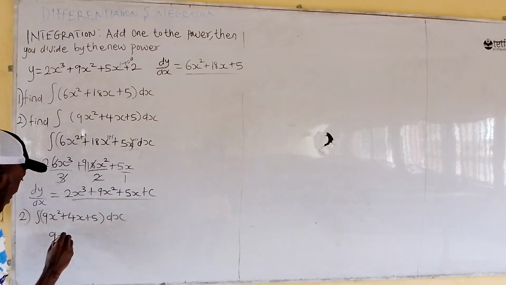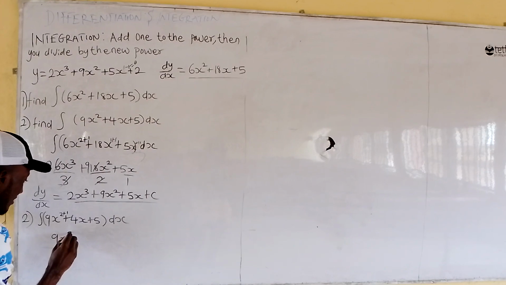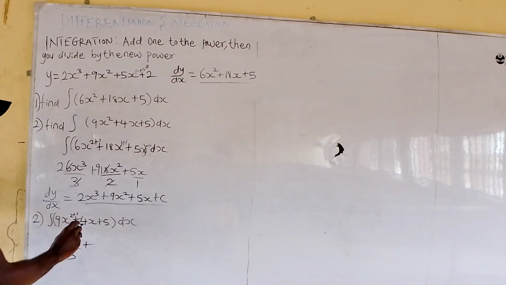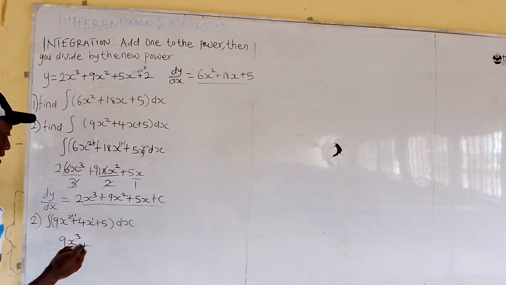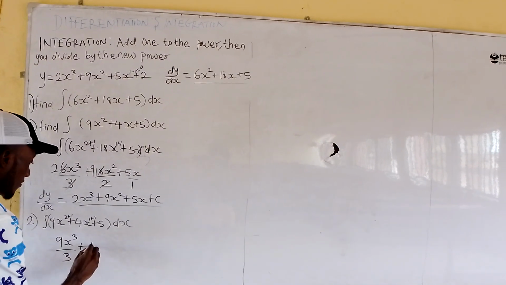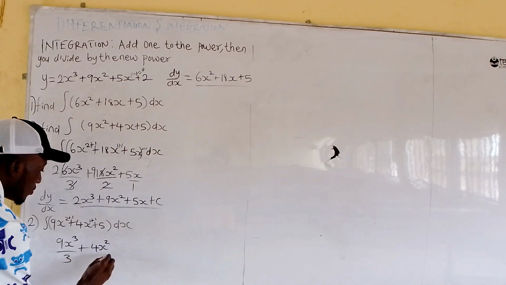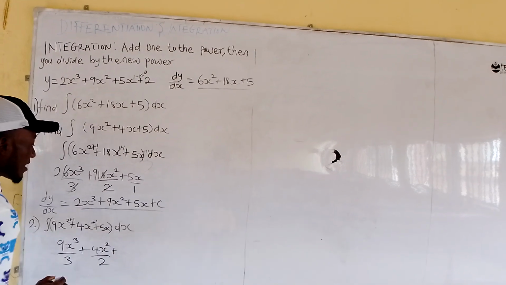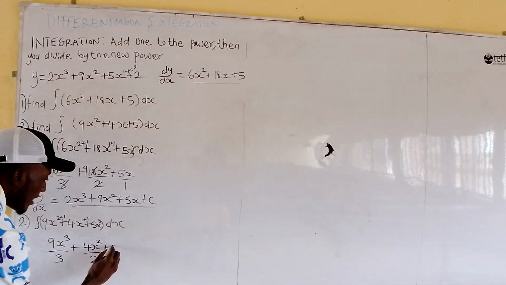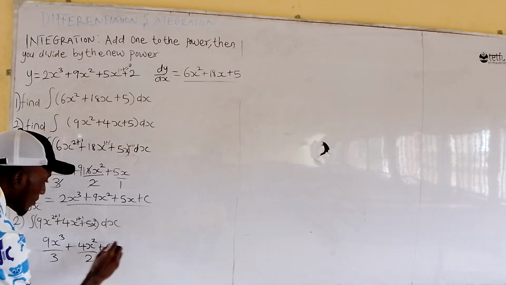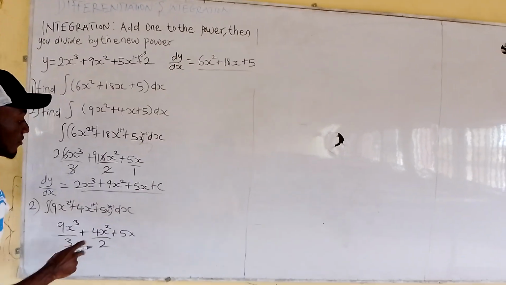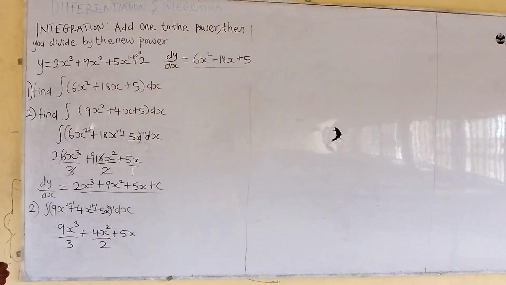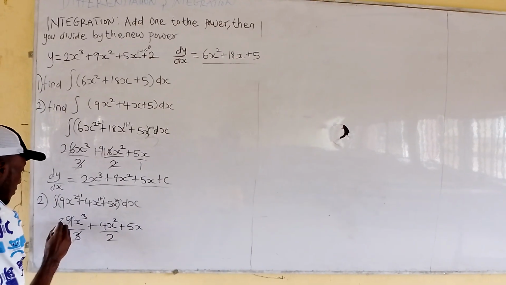is going to give you 9x raised to the power of 2 plus 1, that is 3, divide by 3. Okay, plus 4x, there's a 1 here. Now adding 1 to the power is going to give you 4x raised to the power of 2. Now divide by the new power, which is 2. Now plus, remember I said this is 5x raised to the power of 0. Now you add 1, you're going to have 5x, because if you add 1, it's going to be raised to the power of 1, and that 1 is going to make this x visible. You understand?